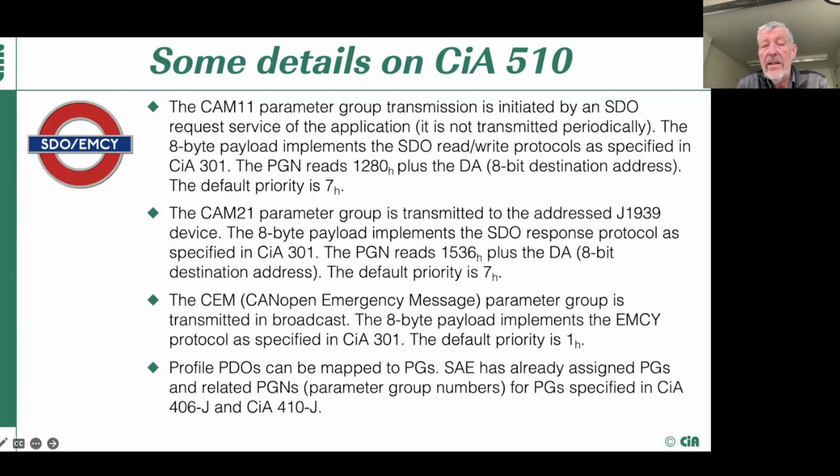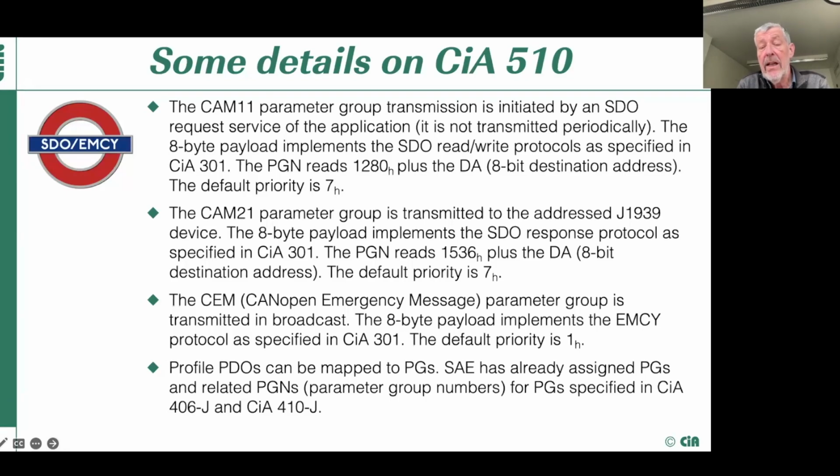Also, there's an assigned and standardized parameter group number plus the destination address. The priority is also very low. The CanOpen emergency message parameter group is transmitted in broadcast. So you inform all the other nodes or ECUs in the network that you have detected a problem. The 8-byte payload implements the emergency protocol as specified in CiA 301.